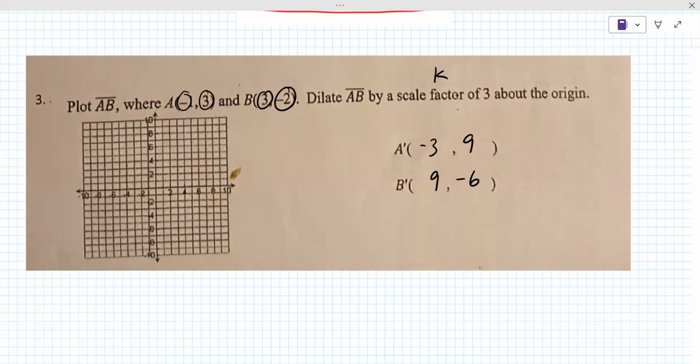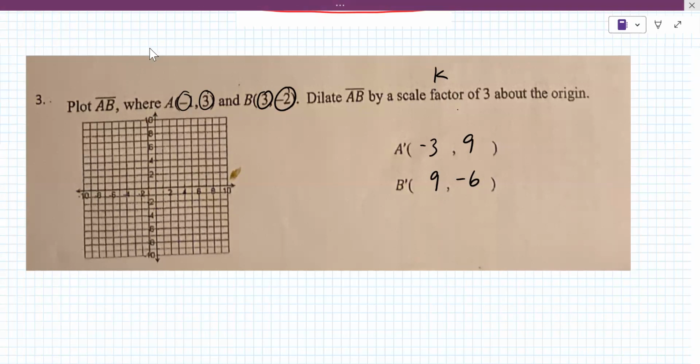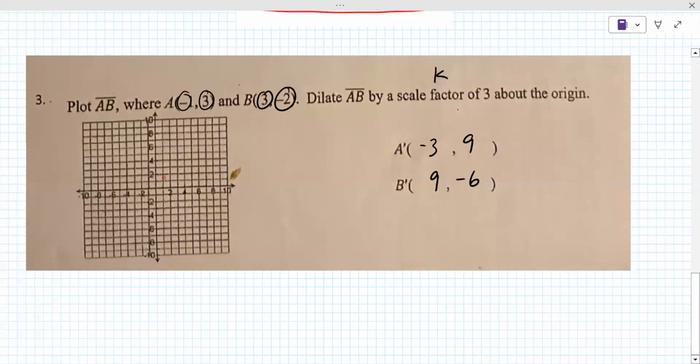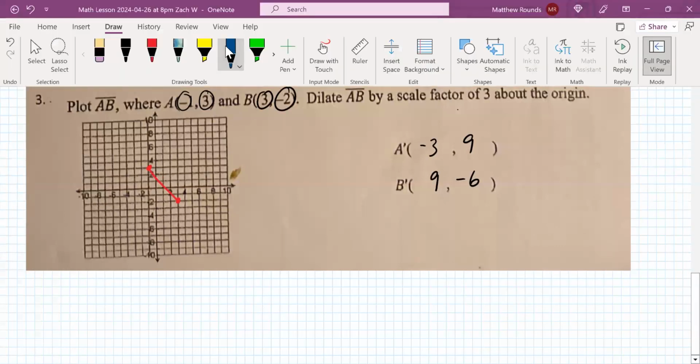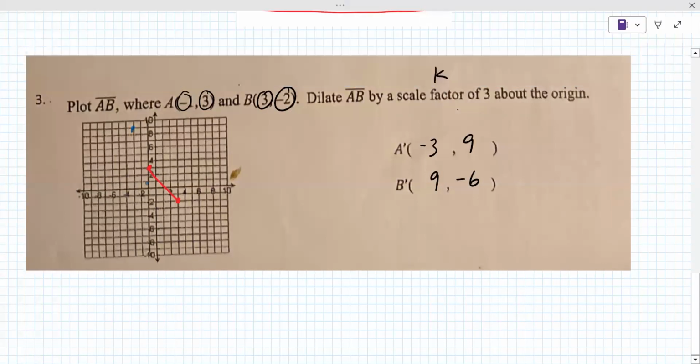And we'll graph the original here. I'll do that in red. So (-1, -1), (3, -2). So that's that line segment there. And then because it's dilated by a scale factor bigger than 1, it's going to get larger. (-3, 9) to (9, -6). And visually you should say, okay, yeah, that's about 3 times as big.